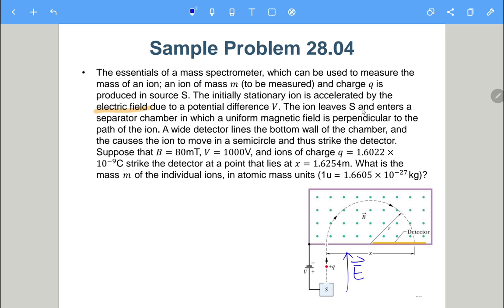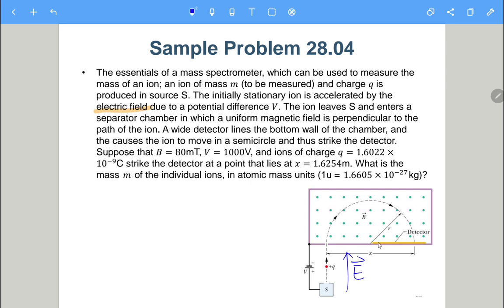So the ion leaves S, which is the source, and enters a separate chamber in which a uniform magnetic field is perpendicular to the path of the ion. So like this, we have a B field pointing out of the page. The ion moves in a semicircle and strikes the detector at the bottom wall of the chamber. If the B field is large enough, it will have circular motion, and it will go here for a semicircle until it hits the detector.